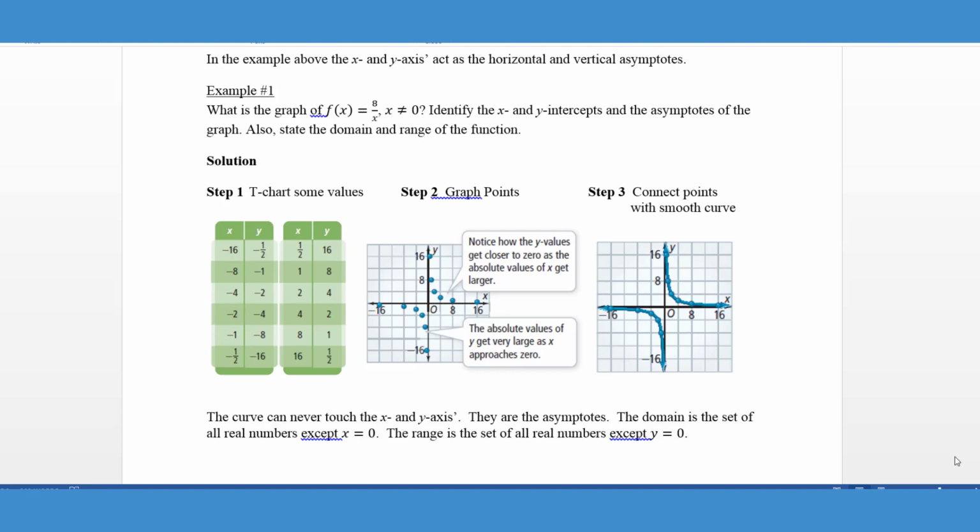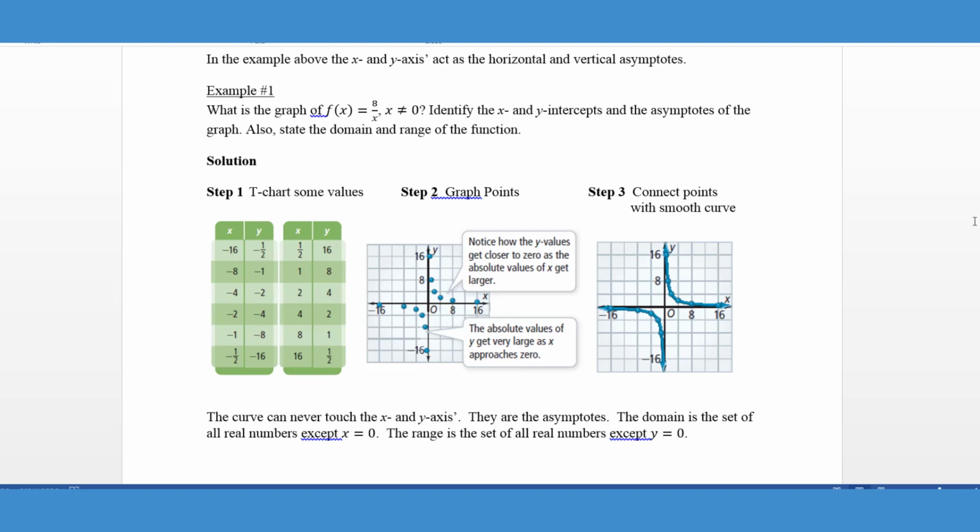Now it says identify the x and y intercepts and the asymptotes of the graph, and state the domain and range. Since the x and y-axis technically are the asymptotes, it has no intercepts, so it never touches either one of them. In this case, the domain is the set of all real numbers except x equal to 0, which takes us back to function operations in an earlier unit. Again, the range is similar: all real numbers except 0.